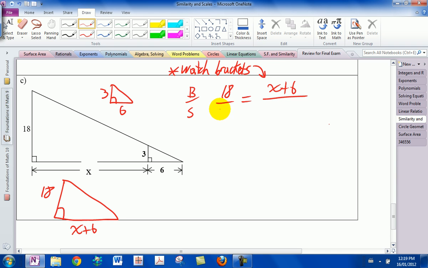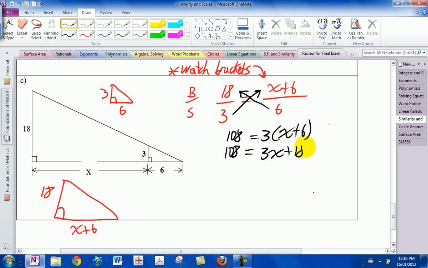Okay. So here, 3 goes underneath, 6 goes underneath, and then we do the opposite. We cross multiply. However, we only really need to multiply that to get 108. Right? We could technically multiply that and get 3 times x plus 6. Okay? Don't need to, but I'm going to do it anyways because a lot of you will just do a simple cross multiplication because we always do that. And so x equals 30 when you solve.